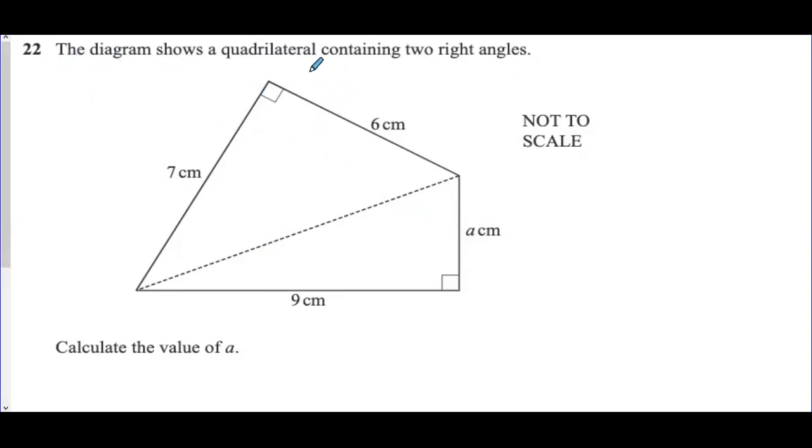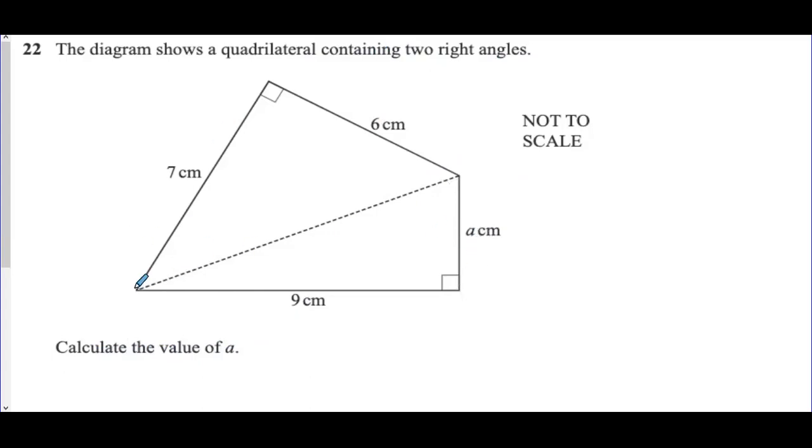The diagram shows a quadrilateral containing two right angles. So we have this quadrilateral here, which contains two right angles. Now the question is, can you calculate the value of A? So the value of A is the missing side on this right angle triangle.